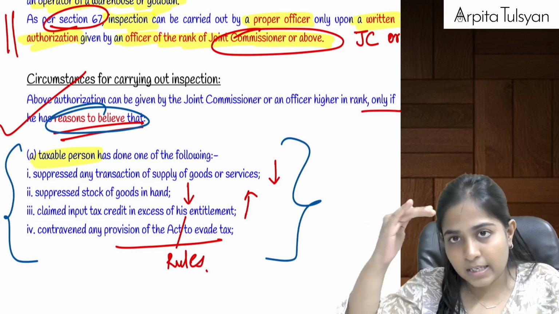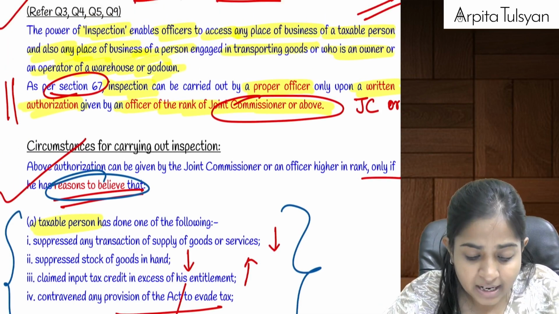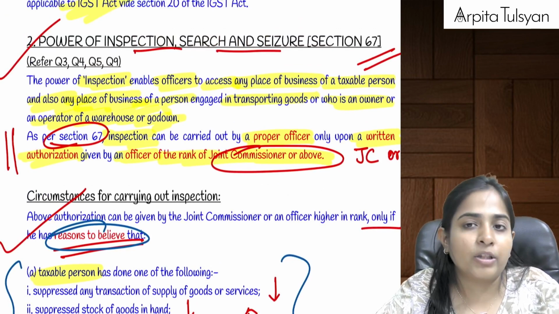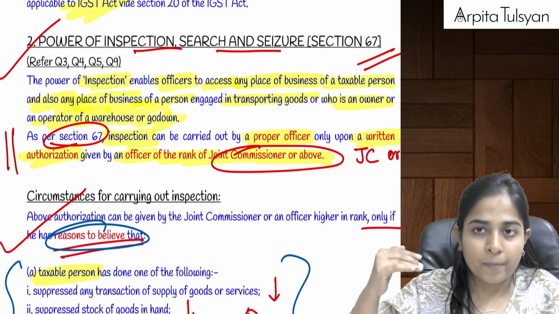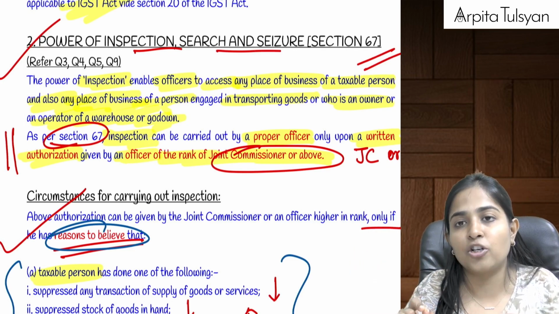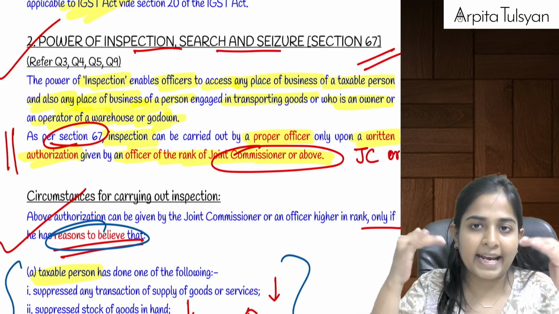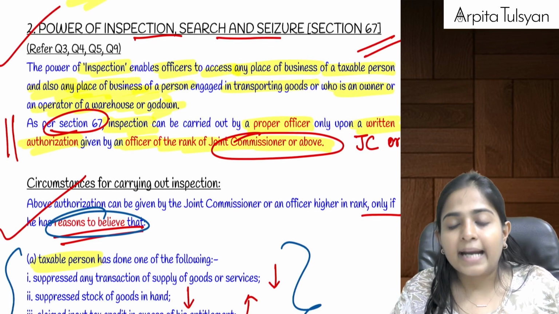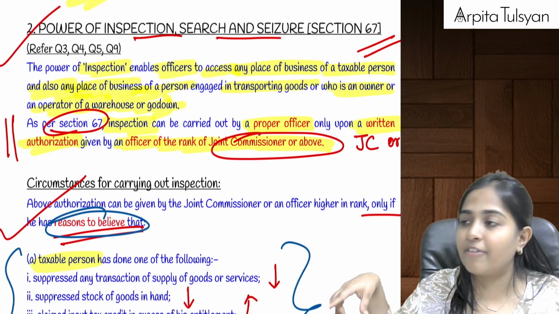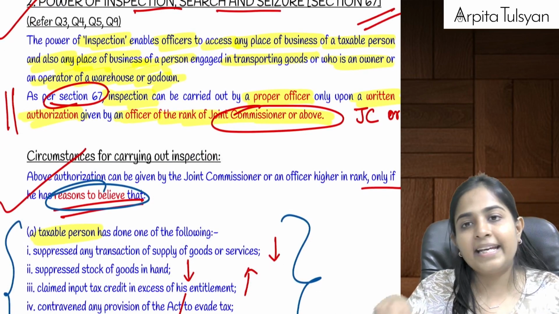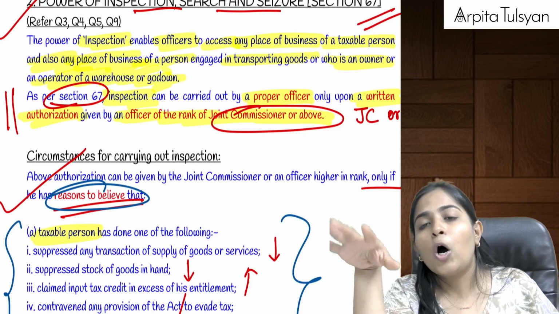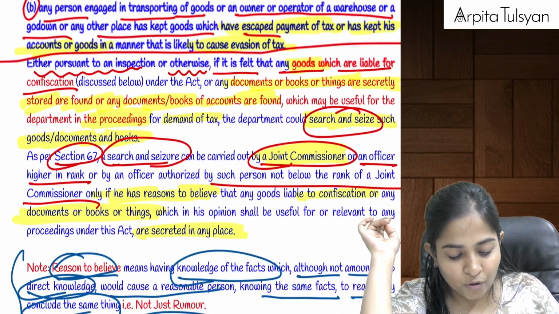If the proper officer is of the opinion that any of these things have happened, then the proper officer can take a written authorization from the joint commissioner or above. Basically, the joint commissioner or above who is giving this authorization to the proper officer should have those reasons to believe that any of these pointers have been met. Once the authorization is given by the joint commissioner or above, the proper officer can do the inspection of any place of business of this taxable person, or place of business of the transporter, owner or operator of the warehouse.